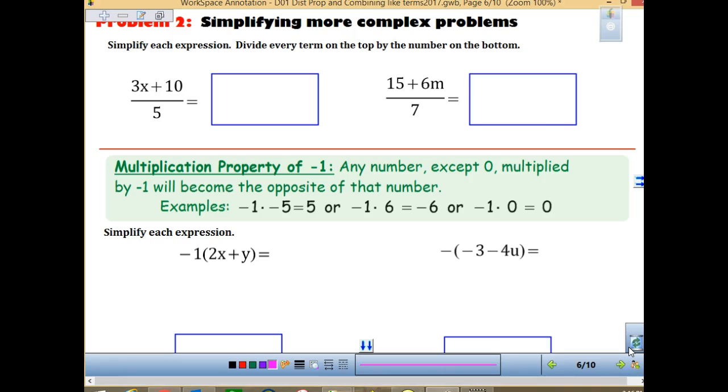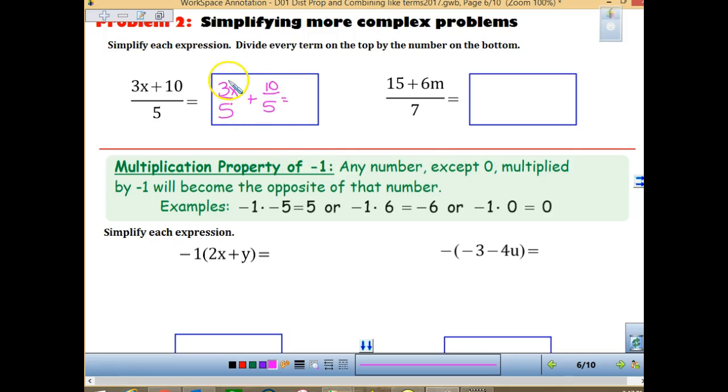And if you are reading, please, Jack, would you read what it says to simplify? Simplify each expression, divide every term on top by the number on bottom. All right, so Nathaniel, start me out. I'm going to put 3x over what? What's in the denominator? 5. Then I'm going to put a plus. And then, Chloe, I'm going to put 10 over 5. And if you can simplify, you do.